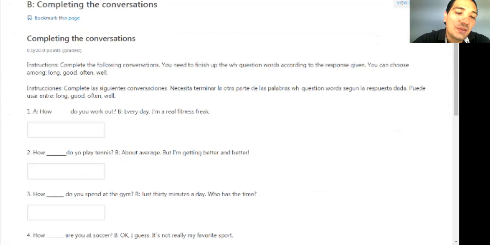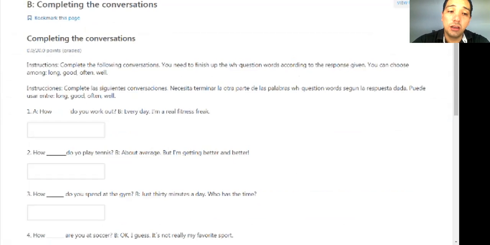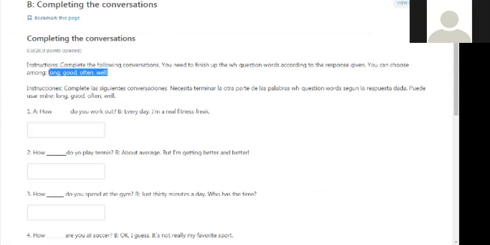Let's complete the conversations really quick then. I need your help. So we need to complete the following conversations. You need to finish up the WH questions according to the response given. You can use among long, good, often, or well. Only these 4 options.